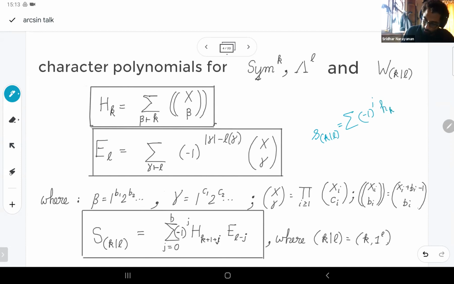The sum goes over j from 0 to L. So we use this identity, which is also true for character polynomials. Using the character polynomials for H and E, we can get an alternating sum, which is the character polynomial for the irreducible corresponding to the hook shape. So this is a virtual sum because it has a sign associated to it.